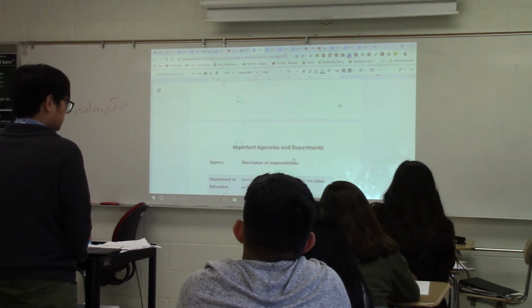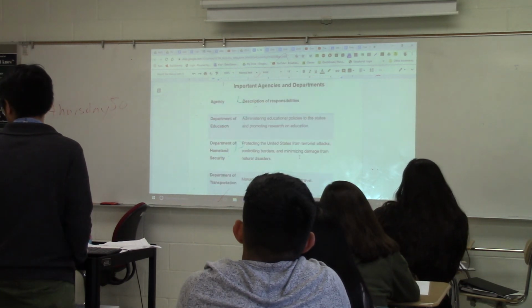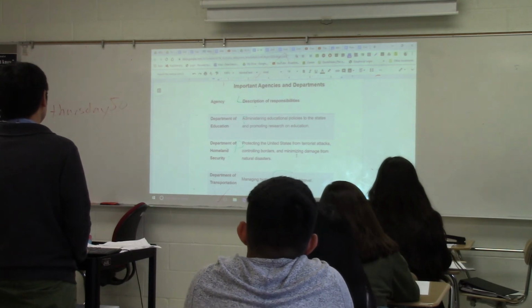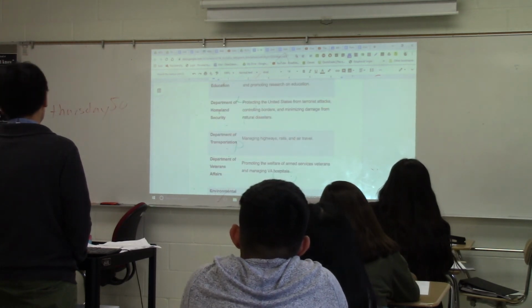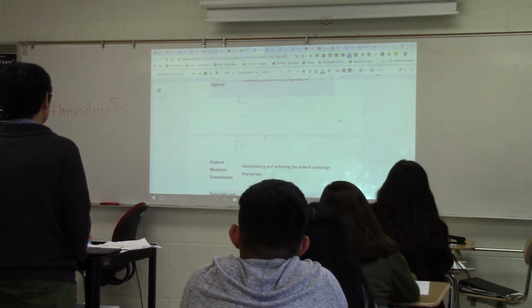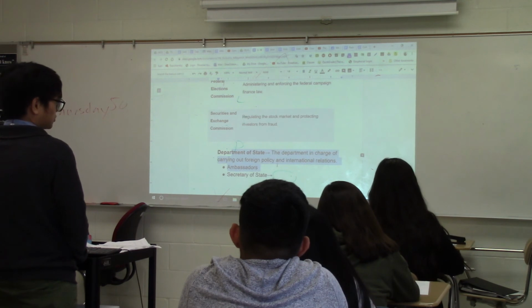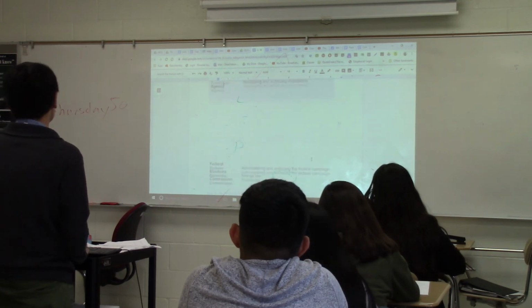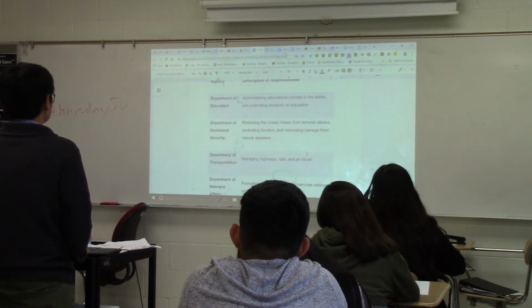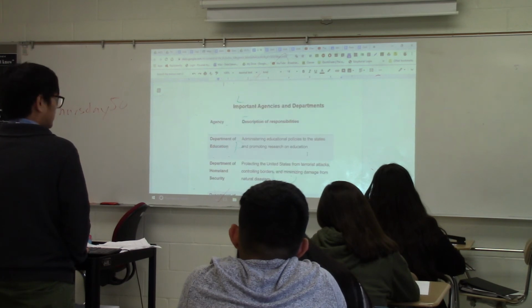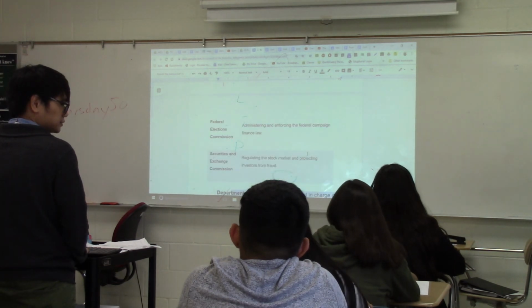Also, these are self-explanatory. All I think that you should probably study for is Homeland Security. You should know that. Federal Election Commission, make sure you know that. Securities and Exchange Commission, and Department of State, make sure you know that. The rest are pretty much self-explanatory. Anyone have any questions on these?